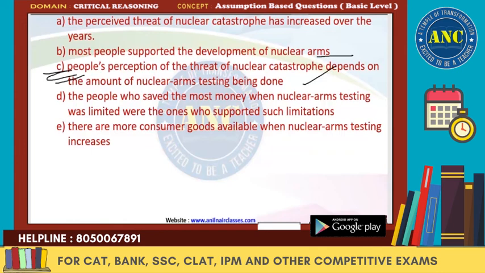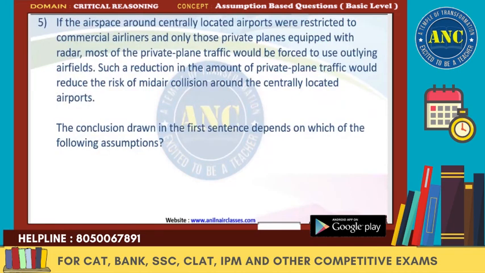Look at options D and E. The people who saved the most money when nuclear arms testing was limited were the ones who supported such limitations. There are more consumer goods available when nuclear arms testing increases. Now, the argument does not deal with those who supported arms limitations or with the availability of consumer goods. Hence, both of these options are also not assumed.